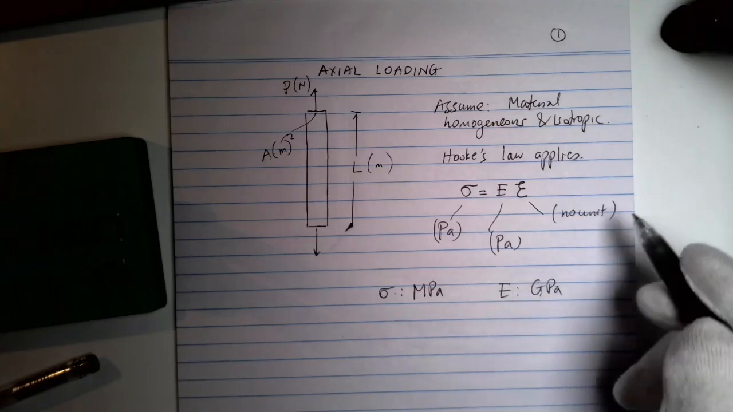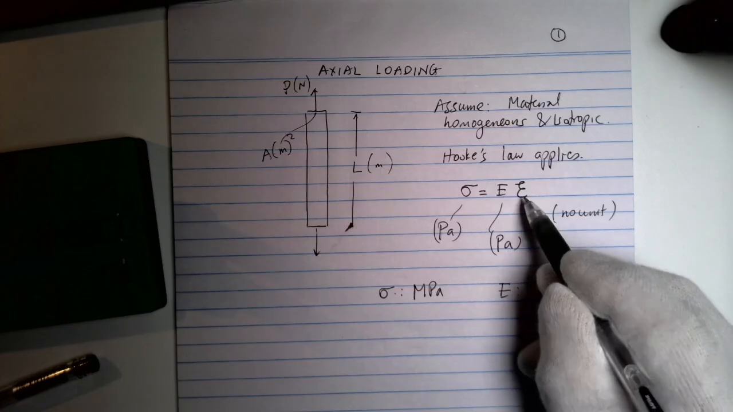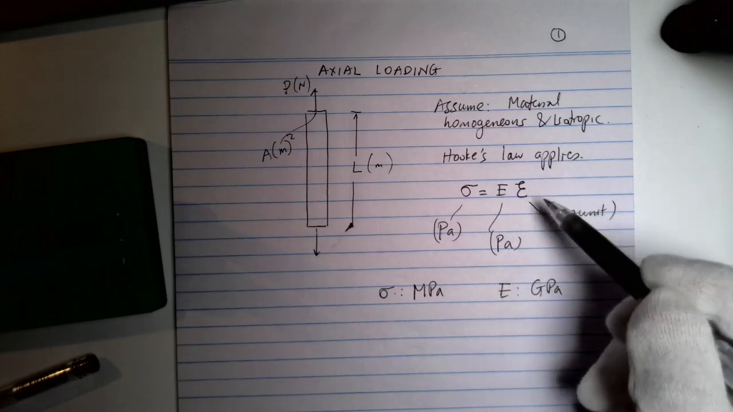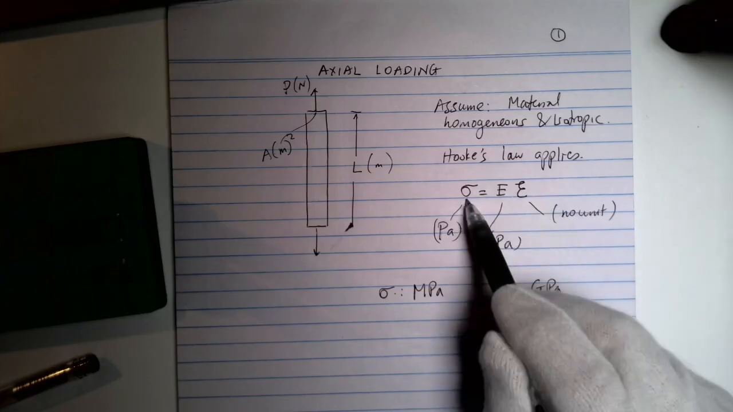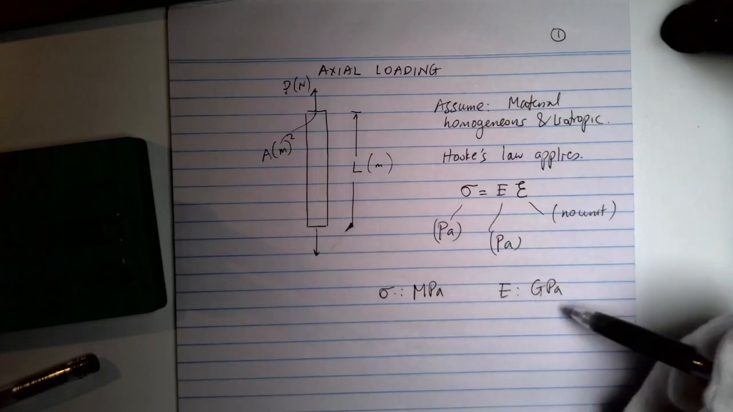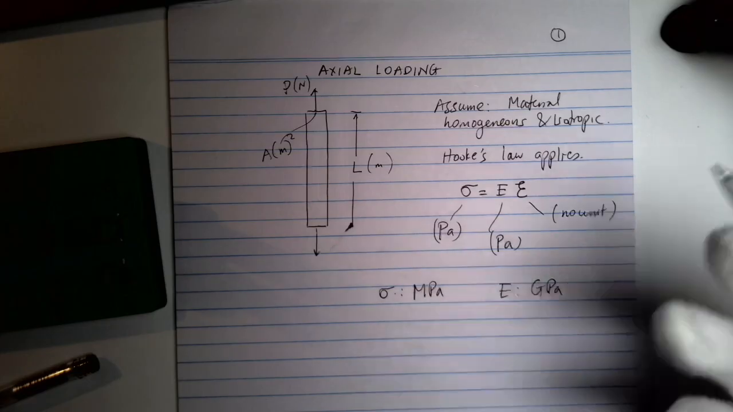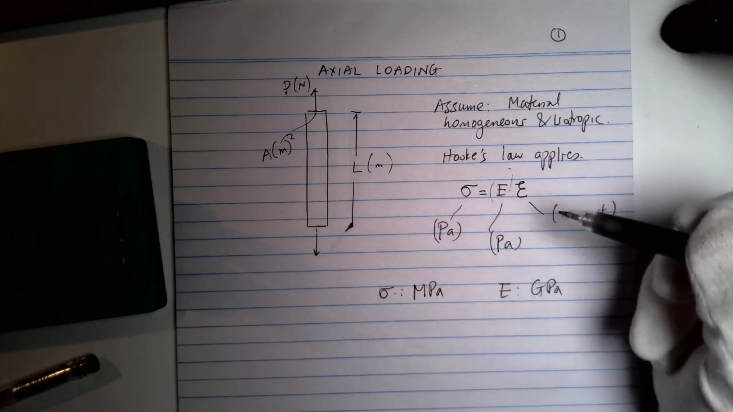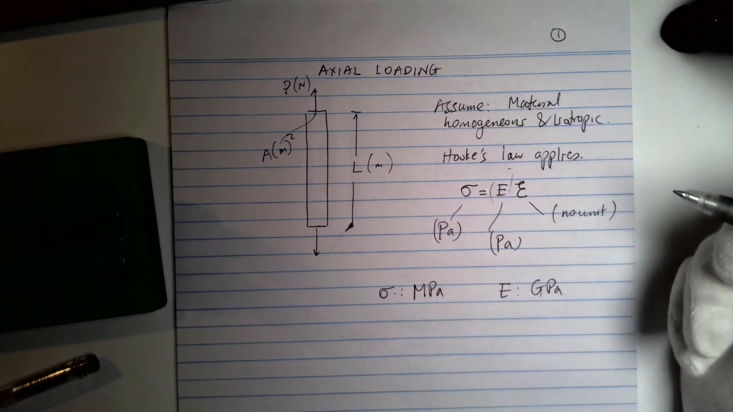The reason is that strains are very small, like 10 to the minus 3 or so, for metals in the elastic region. So when you divide stress by a very small number, Young's modulus comes out in gigapascals. Megapascals times 10 to the 3 would push the modulus into the gigapascal region.